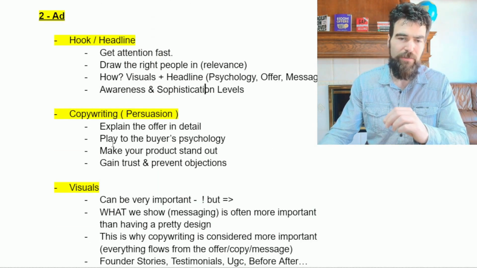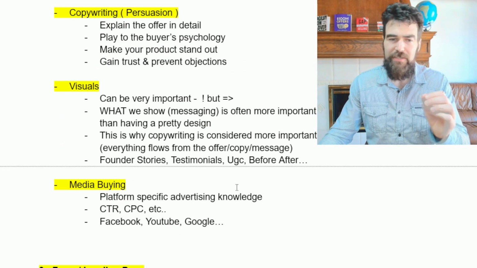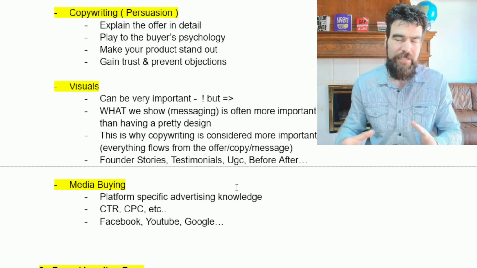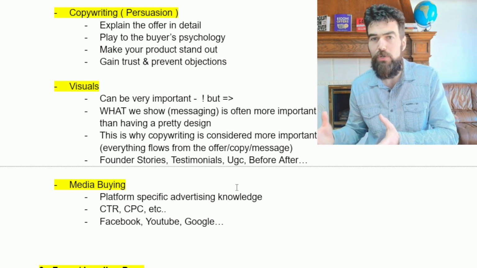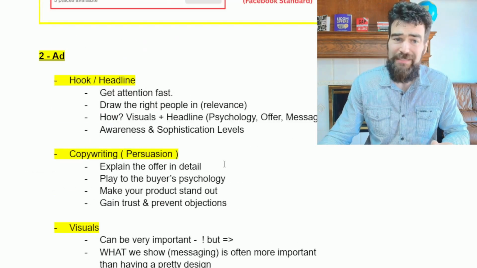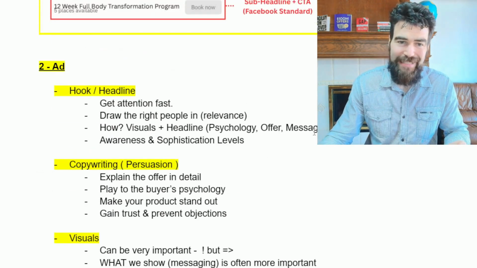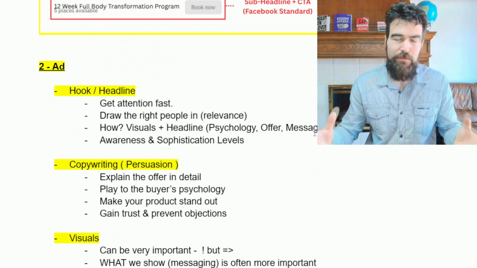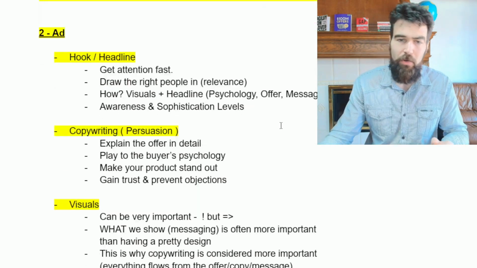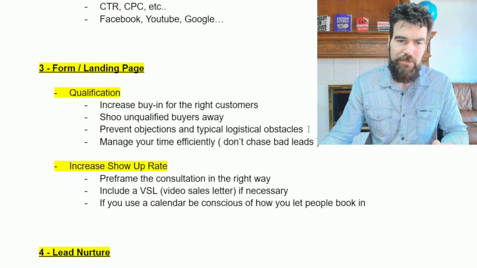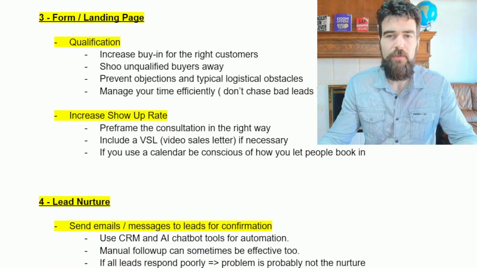So this is hook, copywriting, and visuals. Because the media buying is still important, but the creative part is really what usually determines most of the results. So this is everything that goes into an ad, and this is probably the most important part here. But there are also some other parts that are very important. So let's take a look at it.